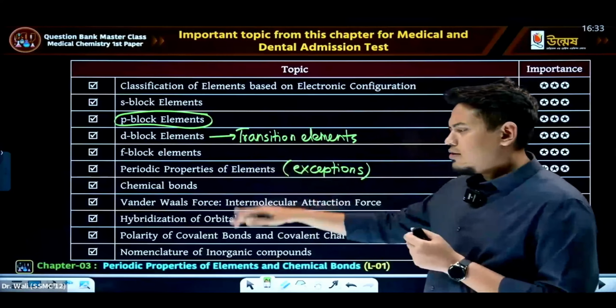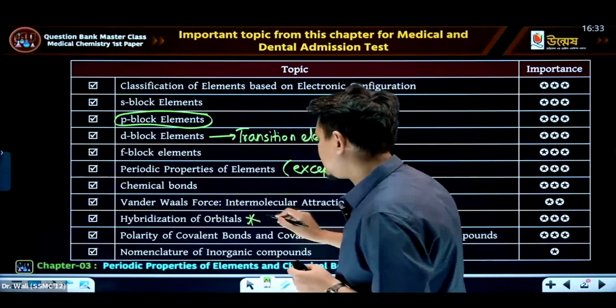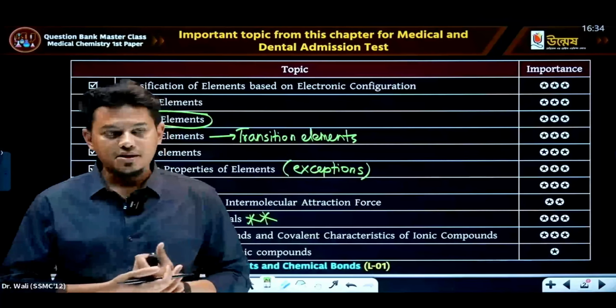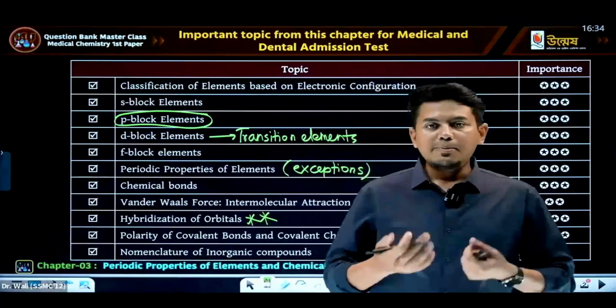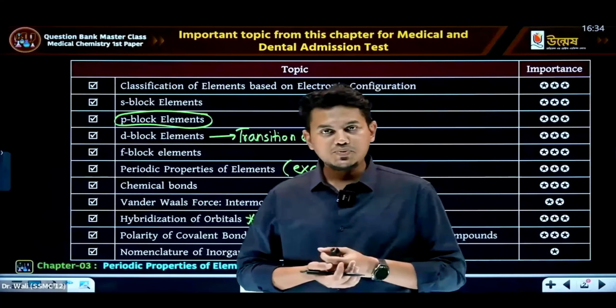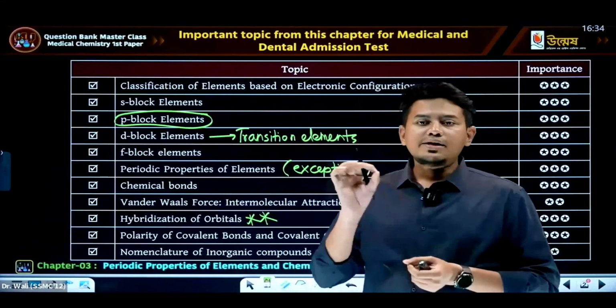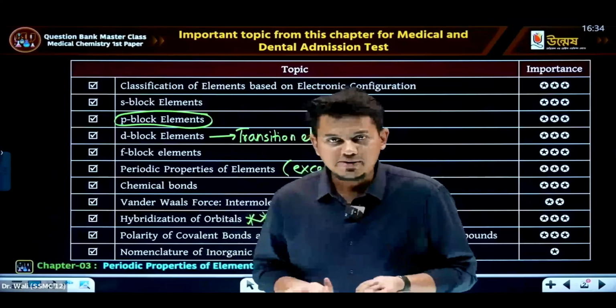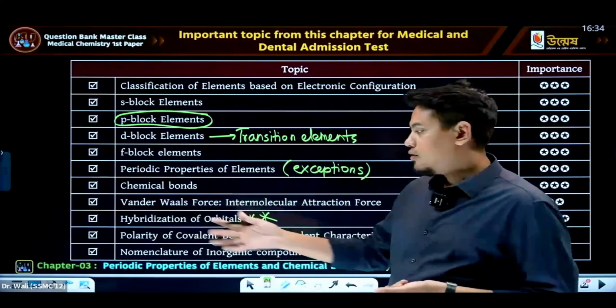And chemical bond, van der Waals force, all of these are important, but very important for the medical admission test, I should say, is hybridization of the orbitals. There are lots of questions in our exercise regarding hybridization, and you have practiced a lot regarding hybridization questions for the HSC exam as well. So you should focus on determination of hybridization, number of hybrid orbitals, and also shape of the molecule, which is also dependent on the hybridization, right? So you should focus more on the hybridization topic.